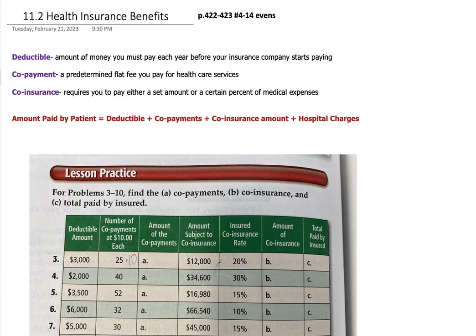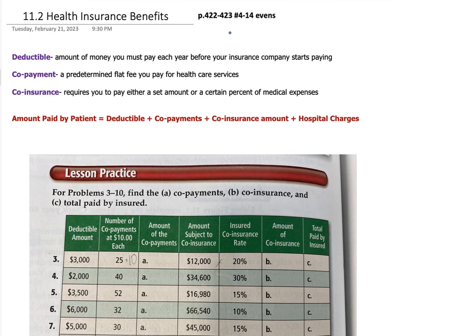And this has deductible, which is the amount of money you must pay each year before your insurance company starts paying. Your co-payment, which is a predetermined flat fee you pay for healthcare services. And then co-insurance tends to be a percent of medical expenses, but it can also be a set amount. And then your formula is going to be the amount paid by the patient is just add all those up: the deductible, the co-payments, the co-insurance amount, and then any hospital charges.